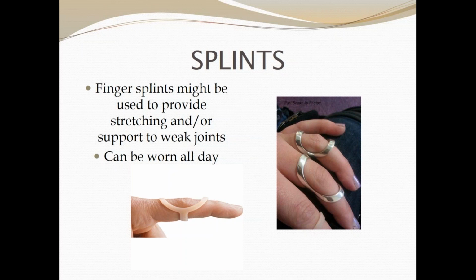The picture on the left, that's an oval 8 splint. You can order those online. We wouldn't advise you to do that without consulting with a therapist first, but you can. You can get online and order them based on your ring size.